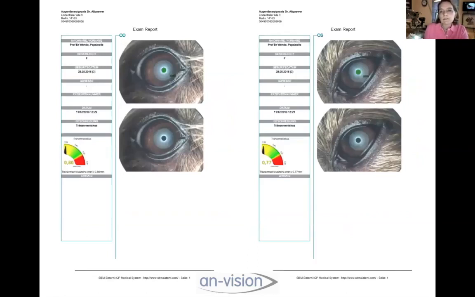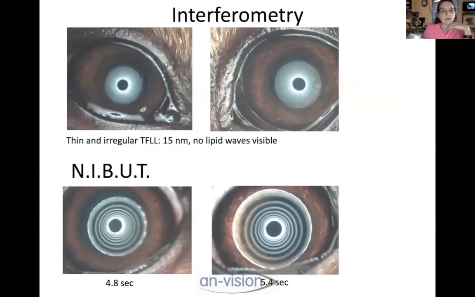And the meniscus height was really high. You can see that the eyes are watery, full of tears. So in conjunction, the two things together, no waves visible or hardly any waves visible, gives you a thin lipid layer, together with a low tear breakup time. Makes perfect sense.